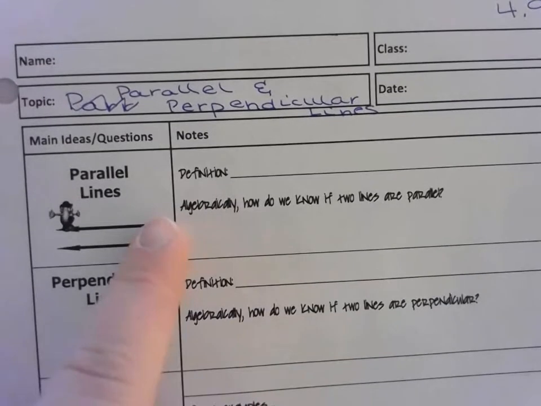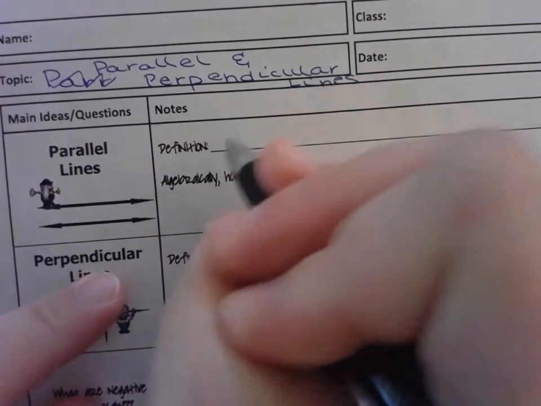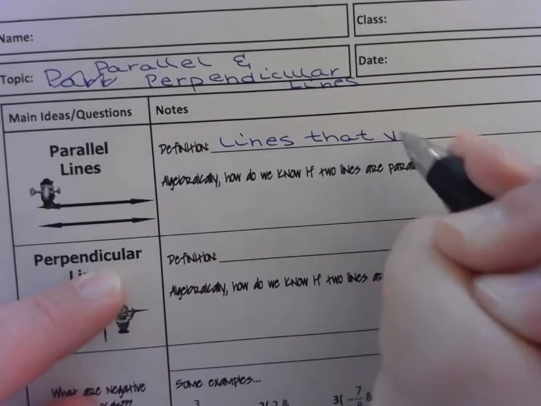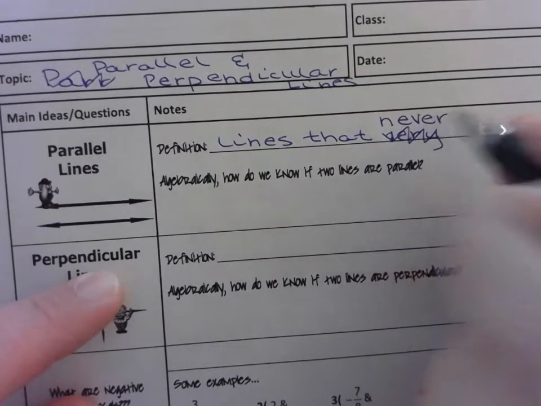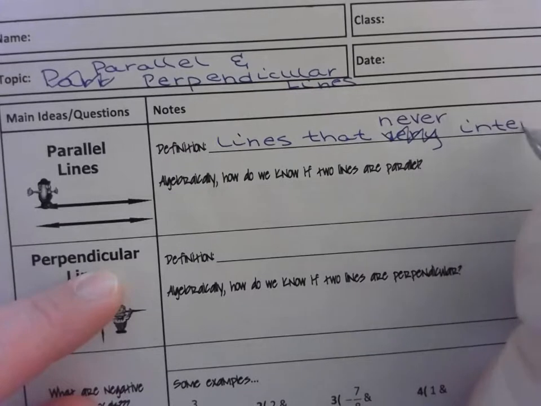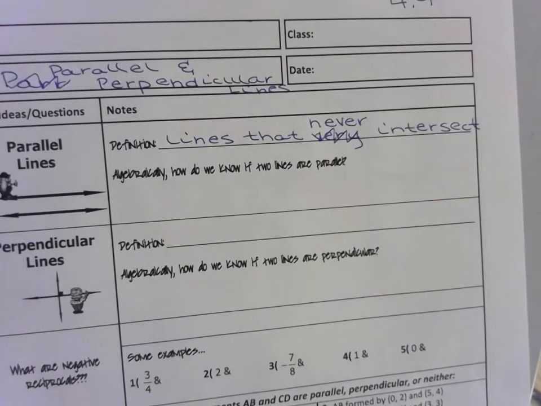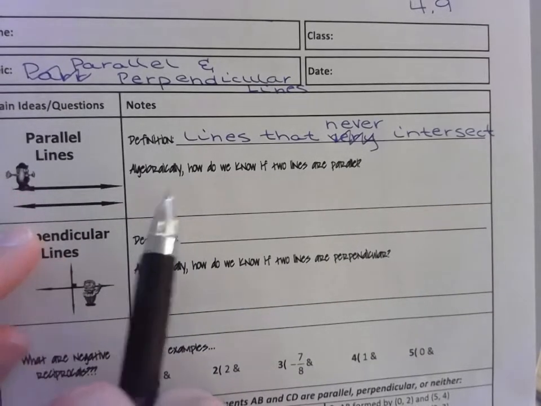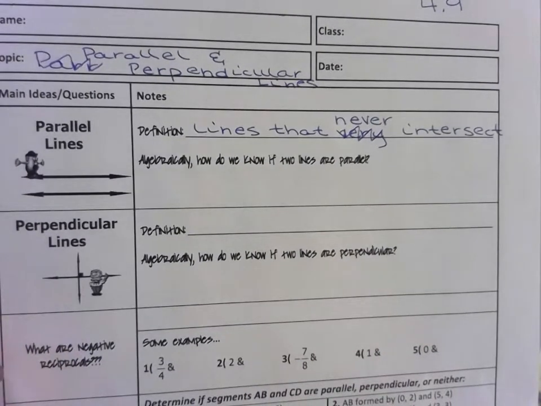What does parallel mean? They never cross. So parallel lines are lines that never intersect. So some of this stuff you already know. It's Friday. Sorry. Lines that never intersect. Okay, you know that already. So what we're going to add today is we're going to go one step further. If I have 2 parallel lines like over here on the side, algebraically, how do we know if 2 lines are parallel? We're going to apply what we know about parallel lines with what we know about slope.